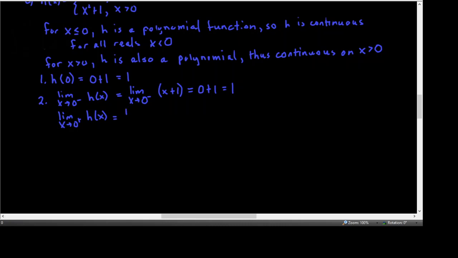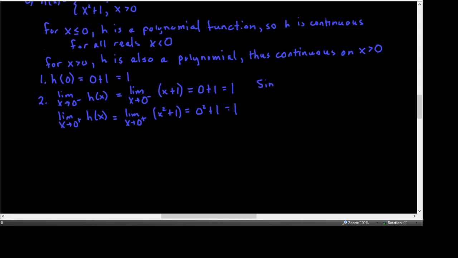Now from the right side, when you're on the right side of 0, above 0, which of those two expressions is the valid expression for h of x? It is the quadratic one, right? x squared plus 1. Since that's a polynomial, we can evaluate the limit by substitution, and we get 1.